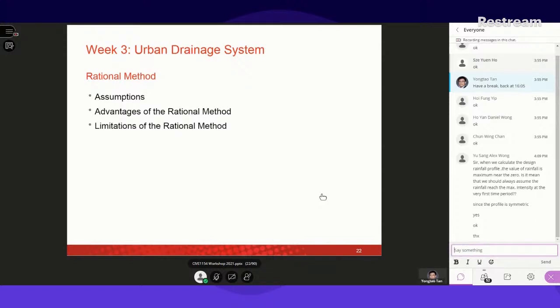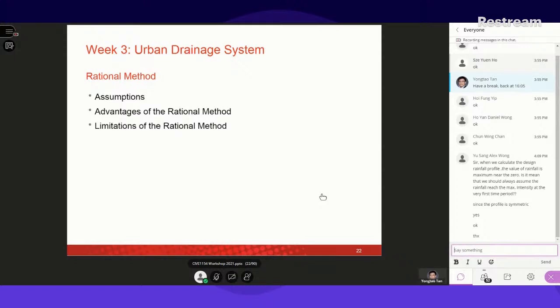There are also some advantages of the rational method, such as it is simple to use, as I mentioned. You can also format it as a spreadsheet on a computer, and no observed data is needed. And a lot of experience about its applications is available.